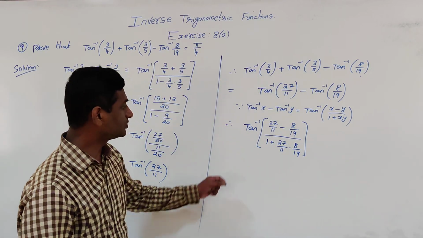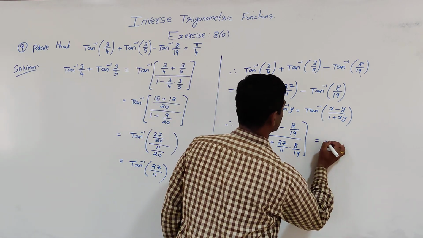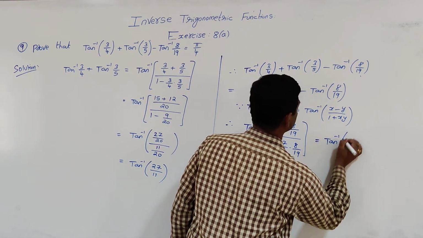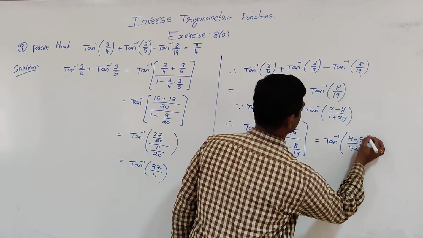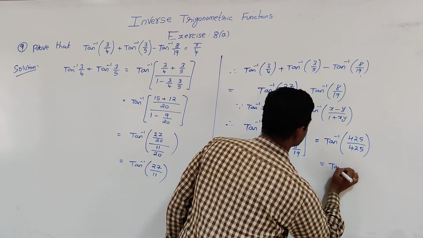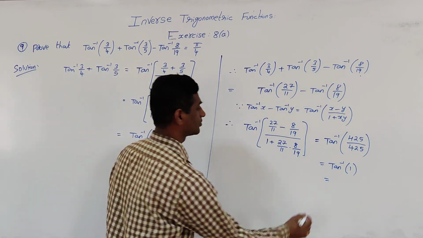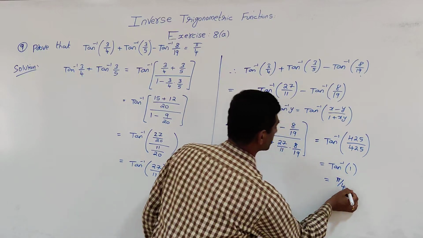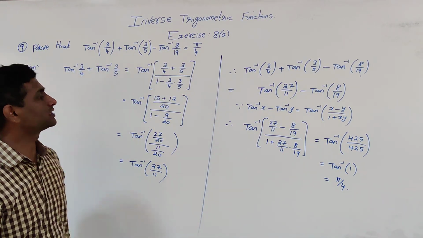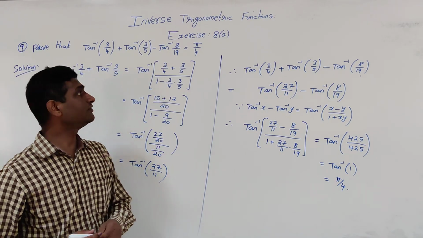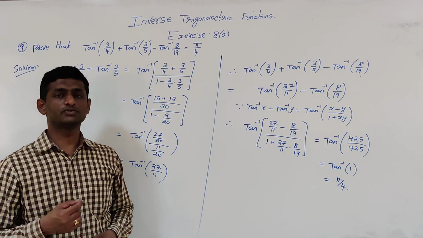And if you simplify, you will get tan inverse of 425 by 425, which is tan inverse of 1. So what is tan inverse of 1? It is pi by 4. So that is the RHS. That is tan inverse of 3 by 4 plus tan inverse of 3 by 5 minus tan inverse of 8 by 19 will be equal to pi by 4. Next we'll go for the next problem.